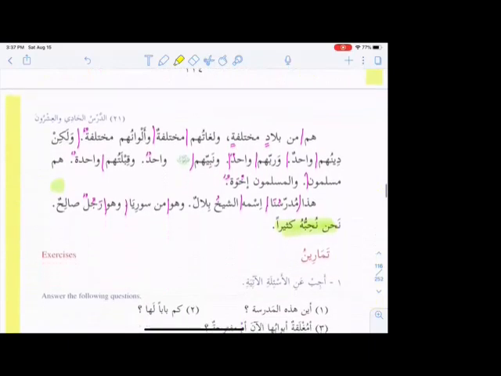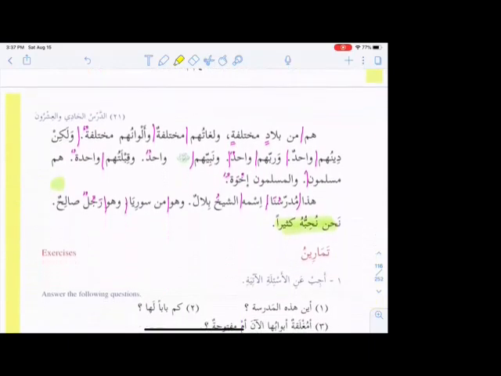Fine. Hum min biladin mukhtalifatin. Hum is mubtada. Min biladin is jar majrur, shibu jumla, khabar. Did you see how I said it? Hum mubtada. Min biladin jar majrur shibu jumla khabar. Mukhtalifatin is your naat. Well, lughatuhum mukhtalifatin. Their languages are different.